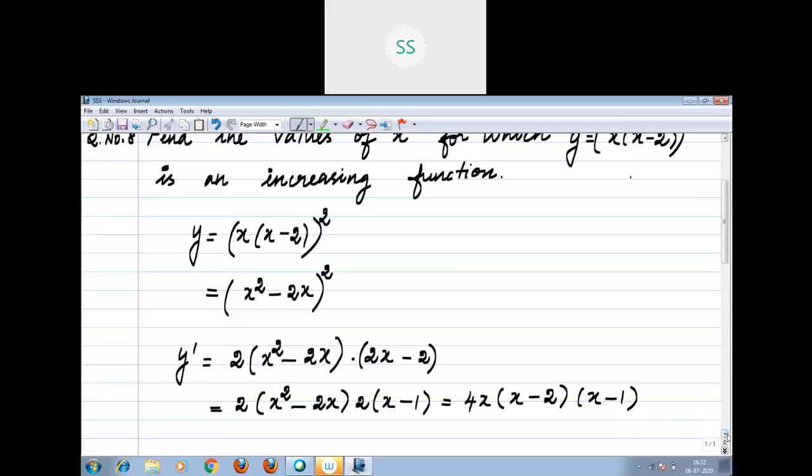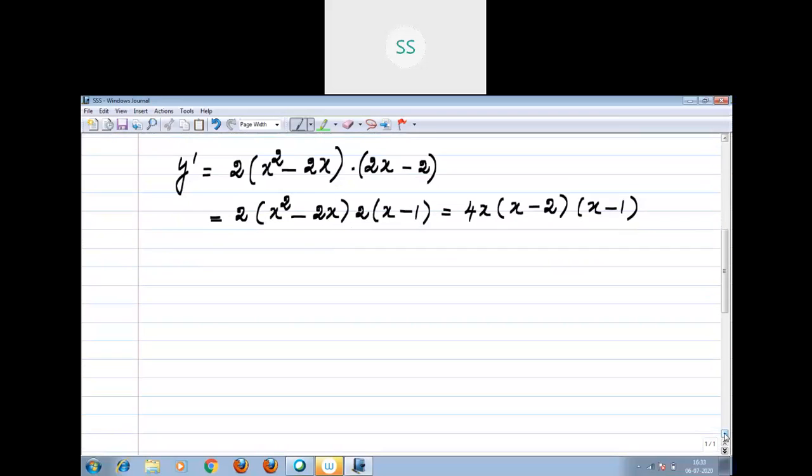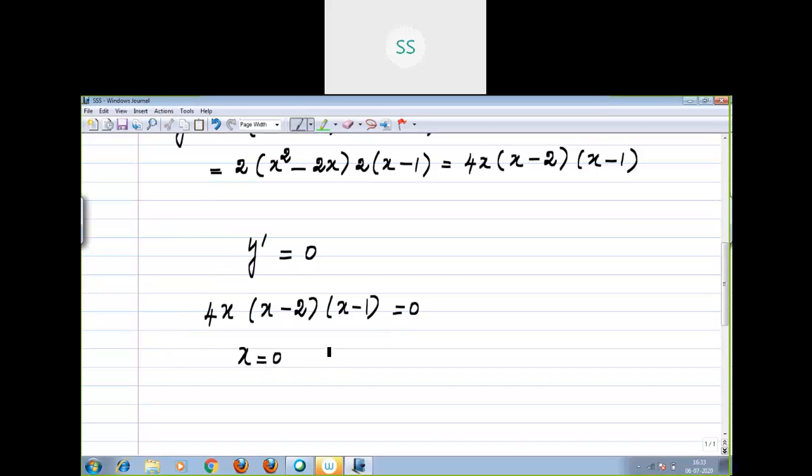And what is the next step I told you? The derivative should be equal to 0, to find the value or the interval. That is y dash equal to 0, meaning 4x into (x minus 2) into (x minus 1) equal to 0. Then x is equal to 0, x is equal to 2, x is equal to 1. Here you are getting three values.